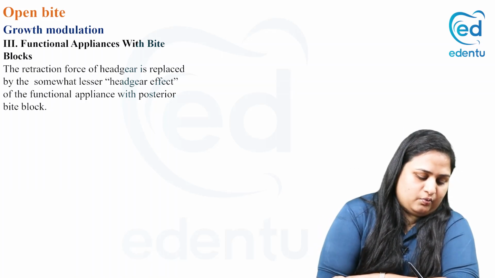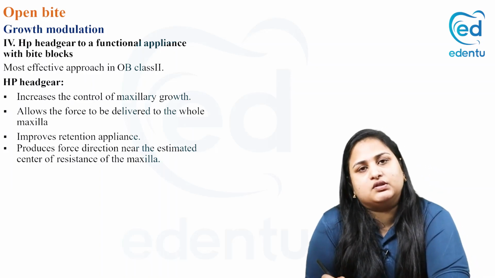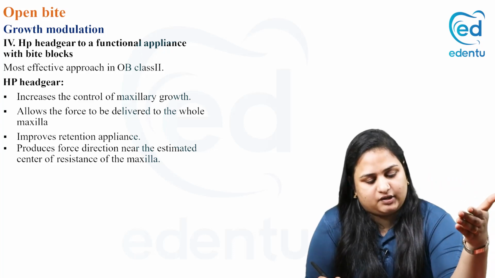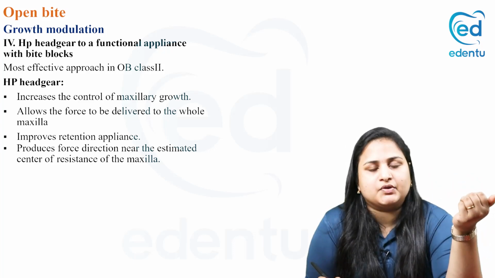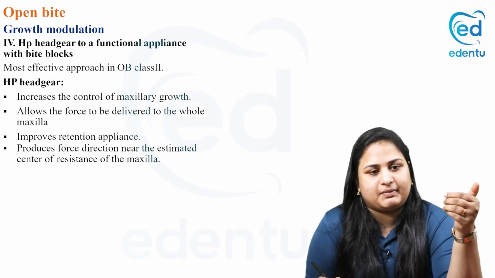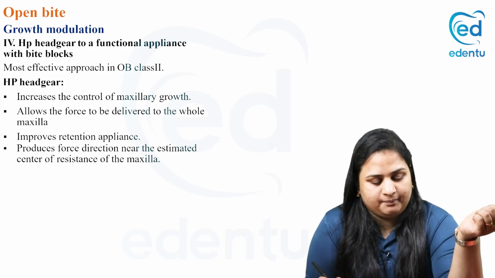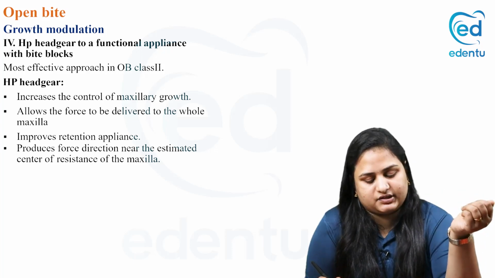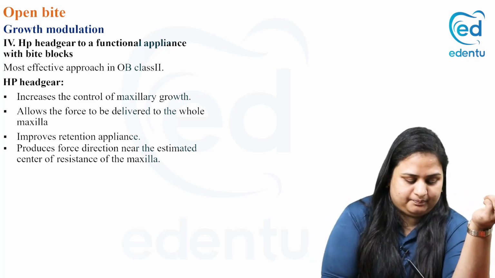Next, moving on, we have the high-pull headgears, which are also used as an adjunct in other class 2 scenarios. The headgear basically controls the maxillary growth, allows the force to be adequately delivered, and improves the retention of appliances, and it produces the force direction, which is estimated in the resistance of the maxilla.